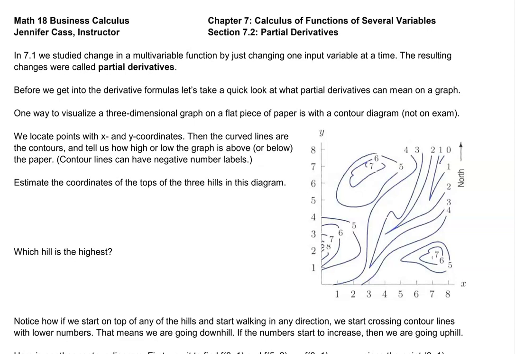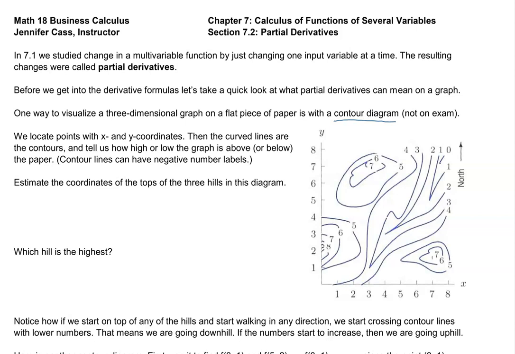One way to visualize a three-dimensional graph on a flat piece of paper is with a contour diagram. And as I note here, these will not be on the exam, but they can be really useful for visualizing. We locate points with x and y coordinates. Then the curved lines are the contours and tell us how high or low the graph is above or below the paper. Contour lines can have negative number labels.